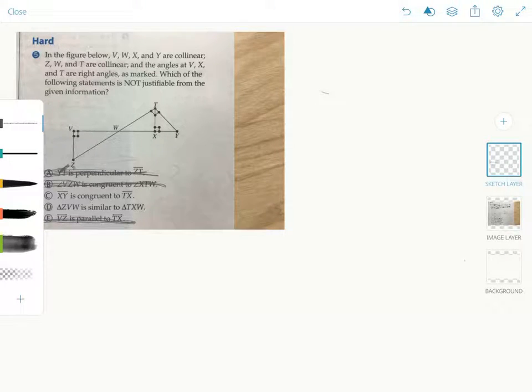XY congruent to TX. Certainly could be, but the question is, do we have evidence to justify that? I don't see any evidence immediately, so this is quite possibly our correct answer. And then let's rule out D, though.